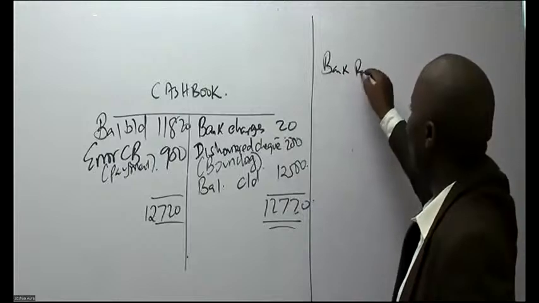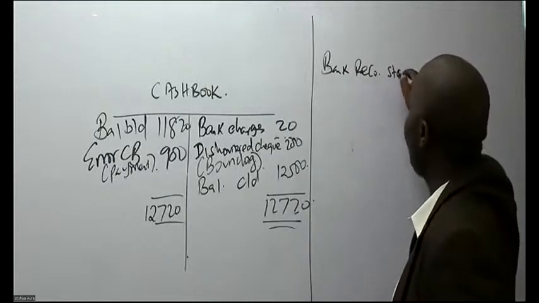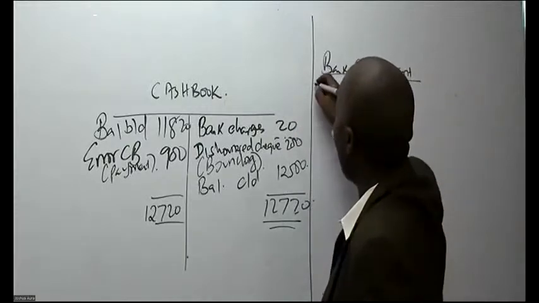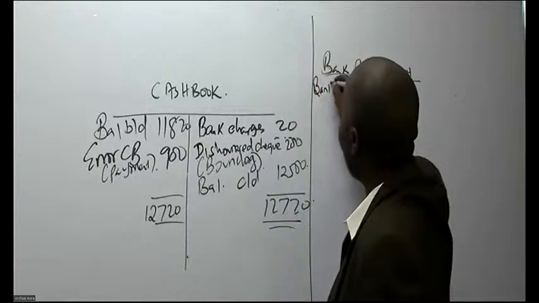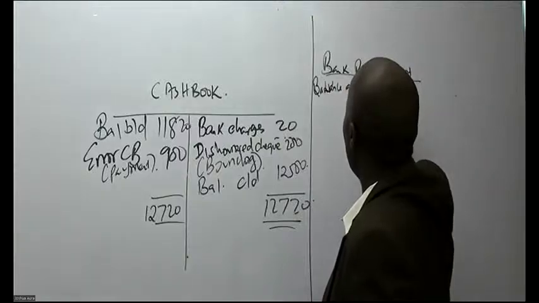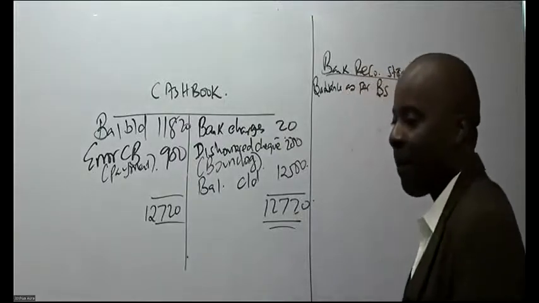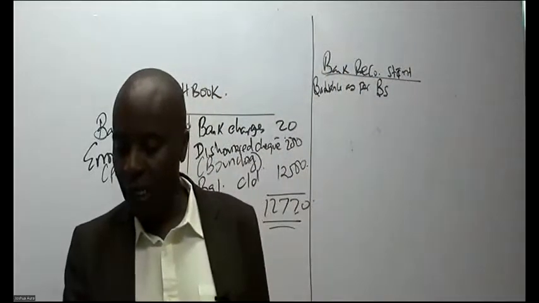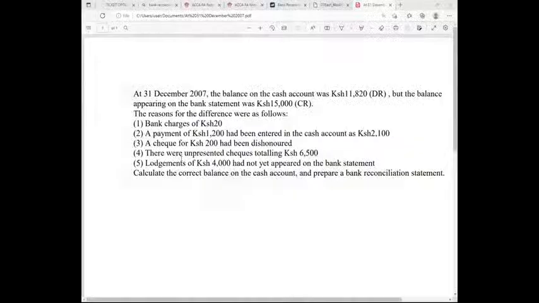So a bank reconciliation statement. This bank reconciliation always starts with balance as per bank statement. So what do we have here as the balance as per bank statement? We were given a figure of 15,000. The balance appearing on the bank statement was 15,000.